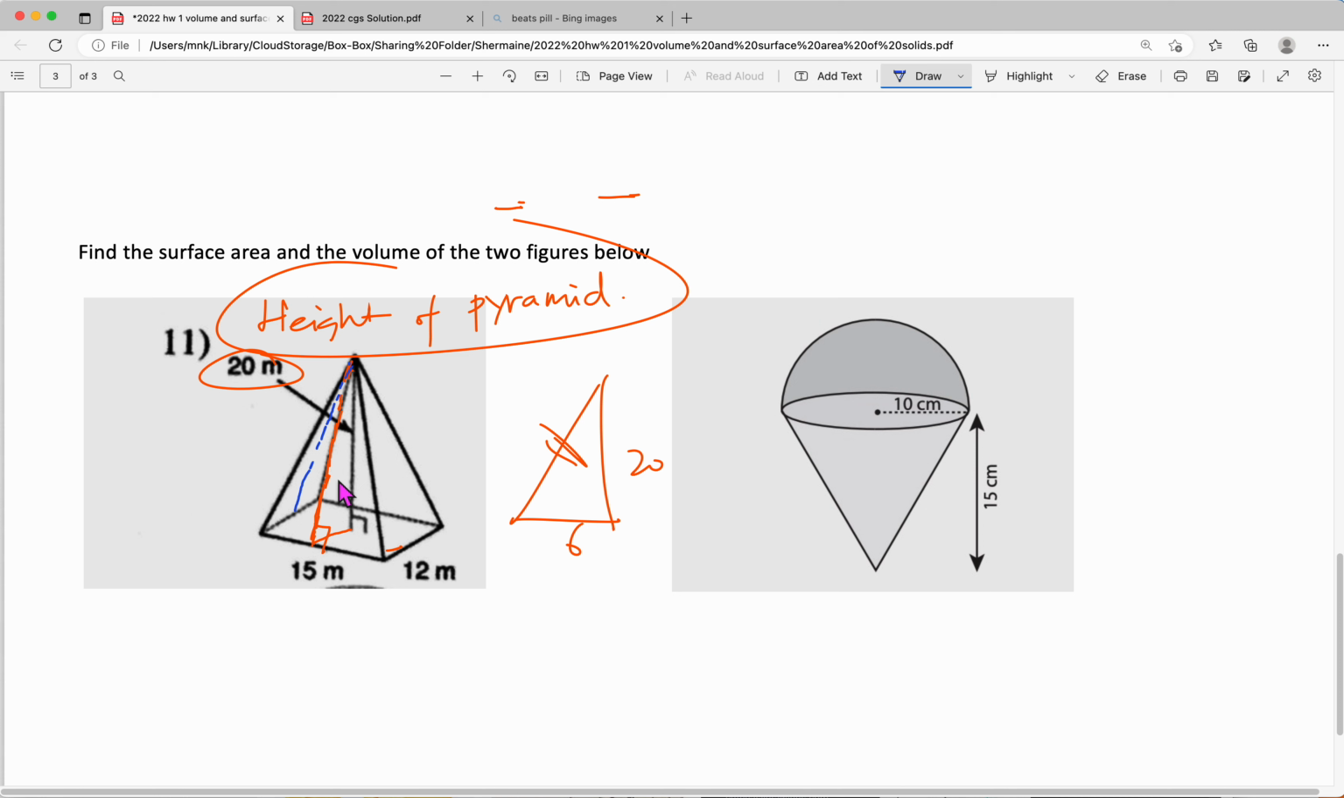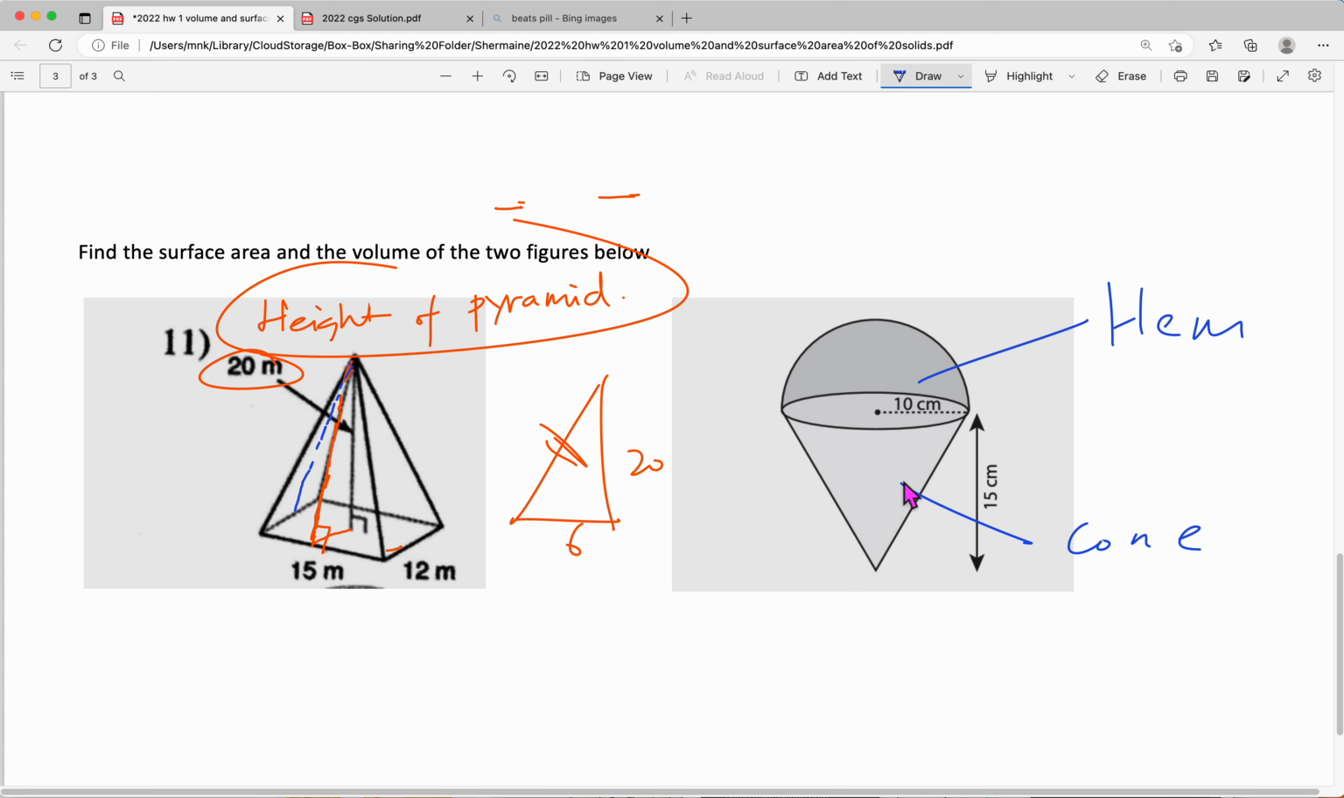Surface area, how many surfaces do you have? You have the hemisphere, yeah, and then you have the cone surface, right? Anything in between? The circle. No, I ask, anything in between or not? No. No, so don't really consider.